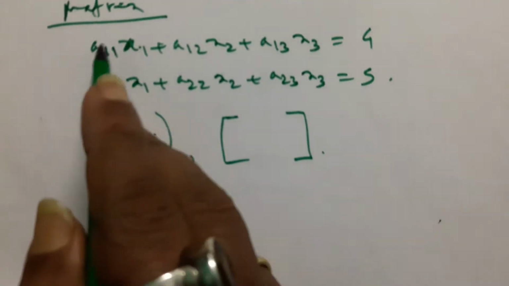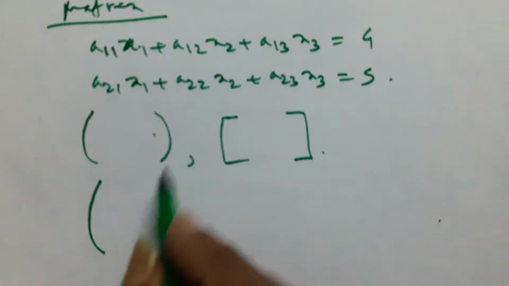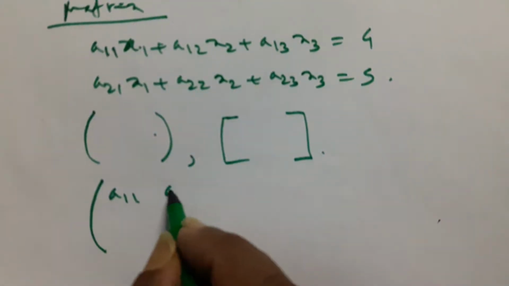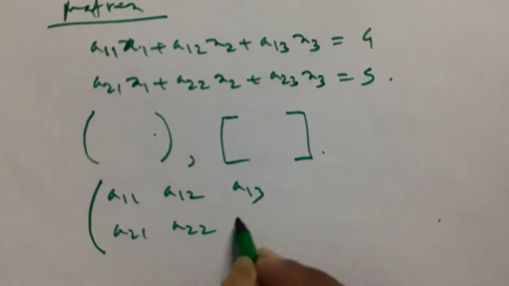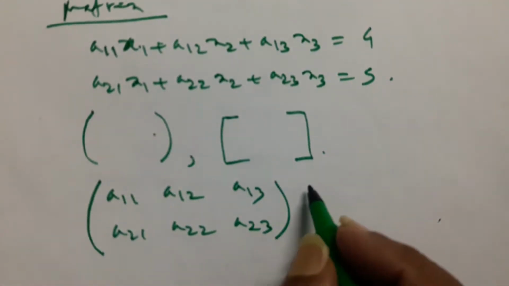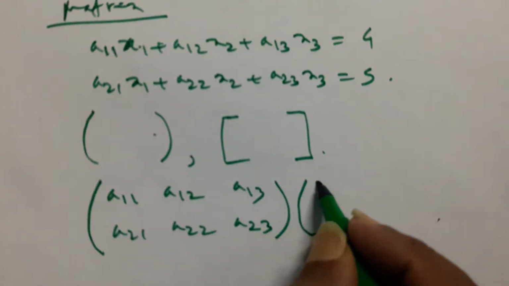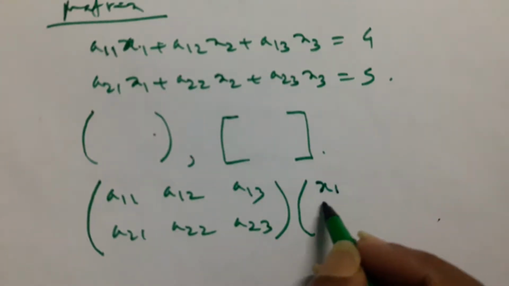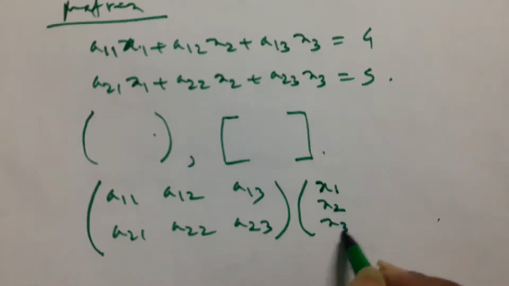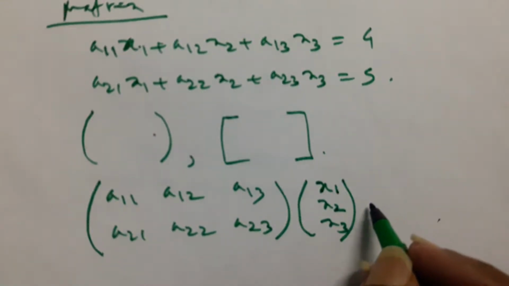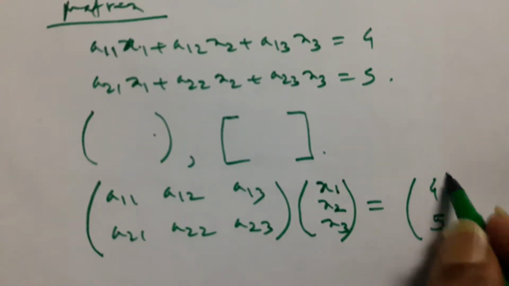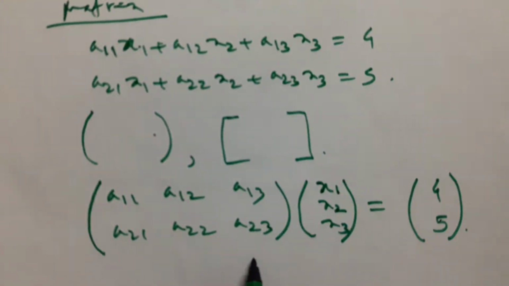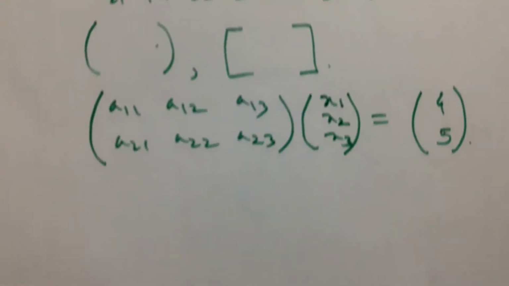Now how to put it? Here we write the coefficient matrix a11 a12 a13, a21 a22 a23, and another matrix for the variables x1 x2 x3, and a constant matrix equals to 4 and 5. So this is our representation. Now how to put it?